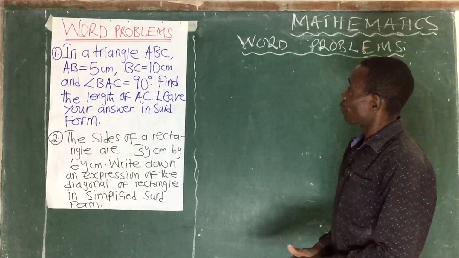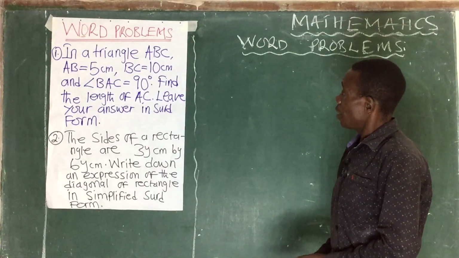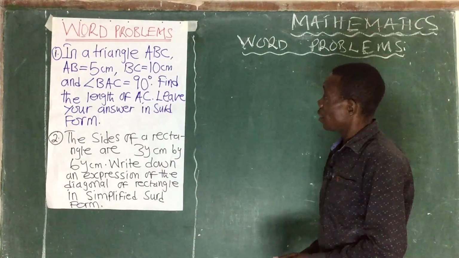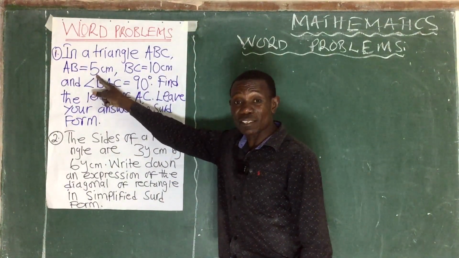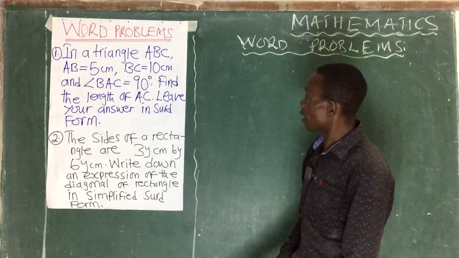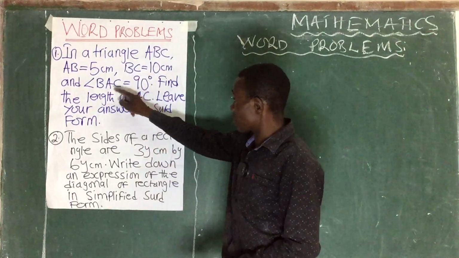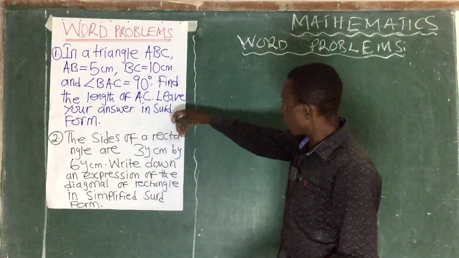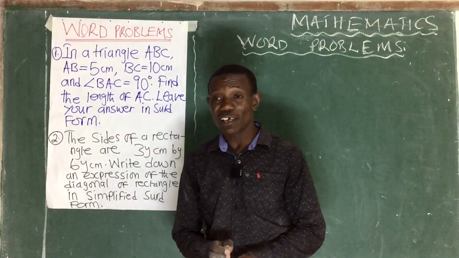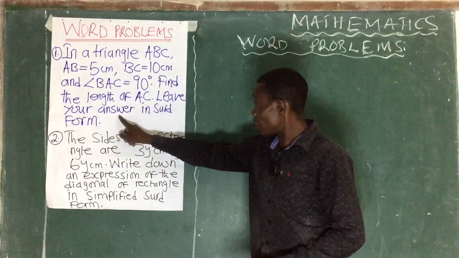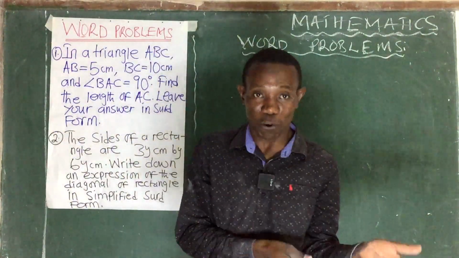Question number 1. We have a triangle ABC, whose dimensions are as follows. AB is 5 centimeters, BC is 10 centimeters, and one of the angles, angle BAC, is 90 degrees. What we're asked to do is find the length AC. But your answer should be expressed in simplified surd form, or leave your answer in surd form.